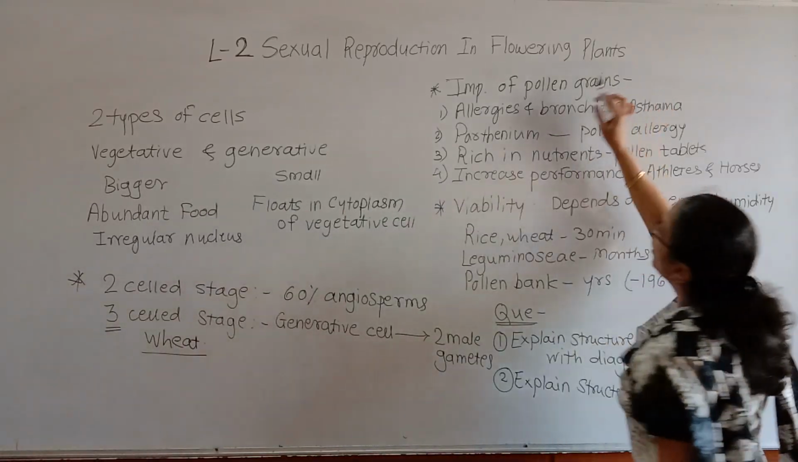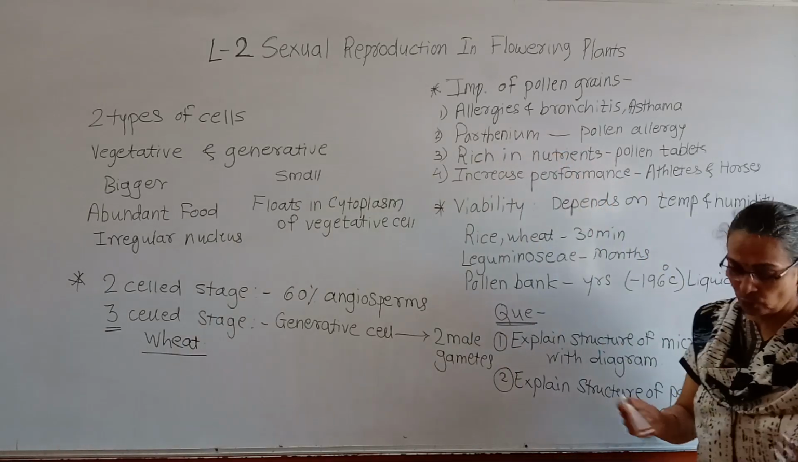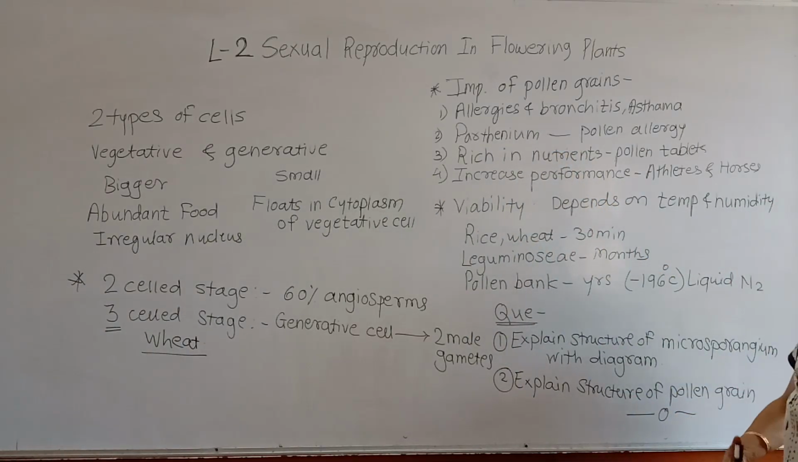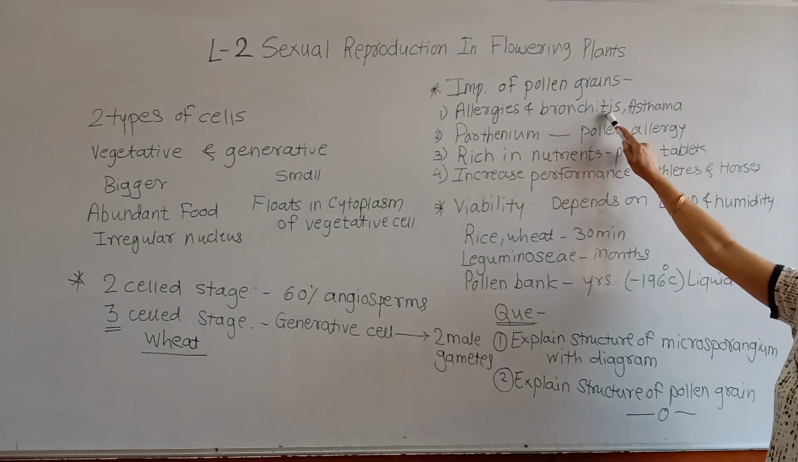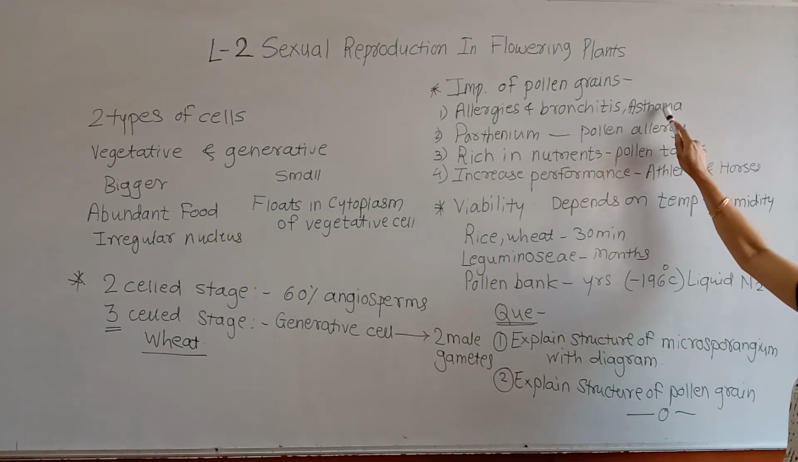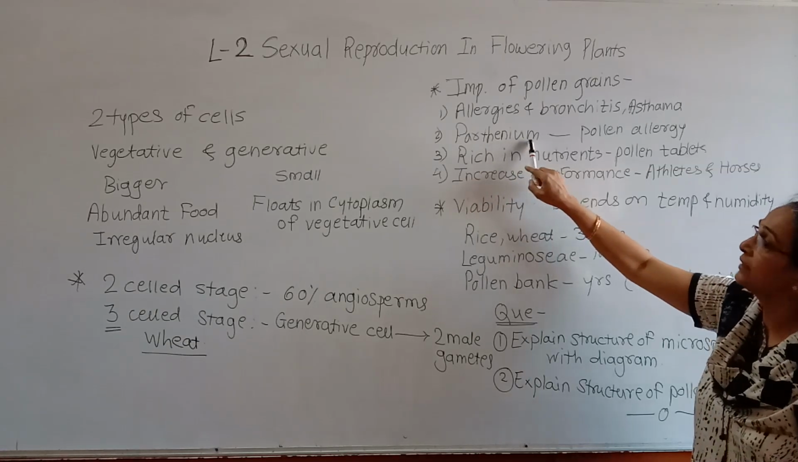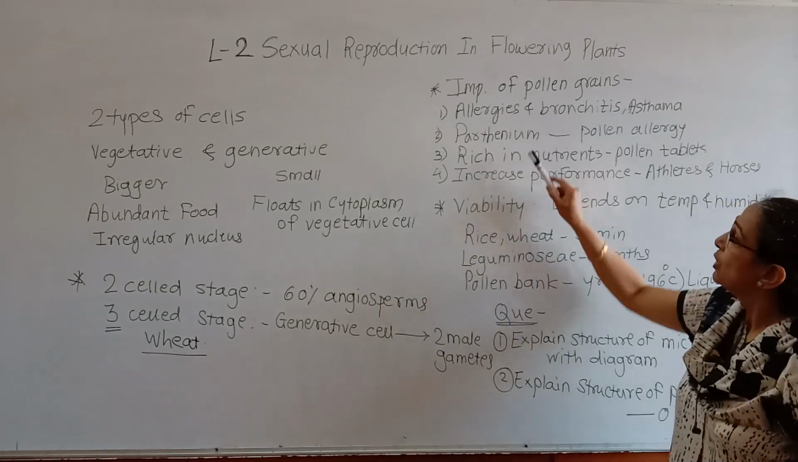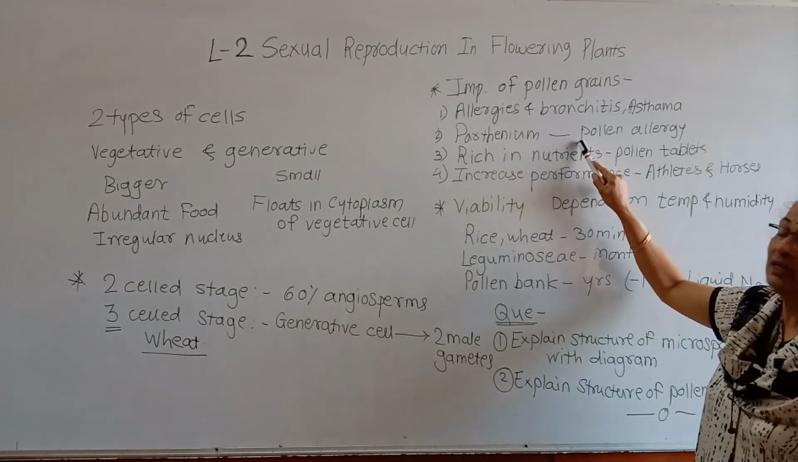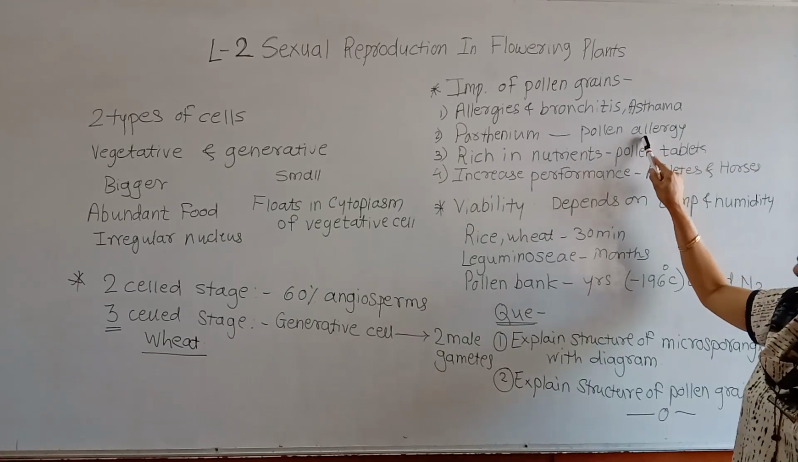Now what is the importance of pollen grains? Pollen grains are supposed to cause allergies of the respiratory tract leading to bronchitis and asthma. One particular plant known as Parthenium, commonly called carrot grass. The pollen grains of this plant are known to cause pollen allergy.